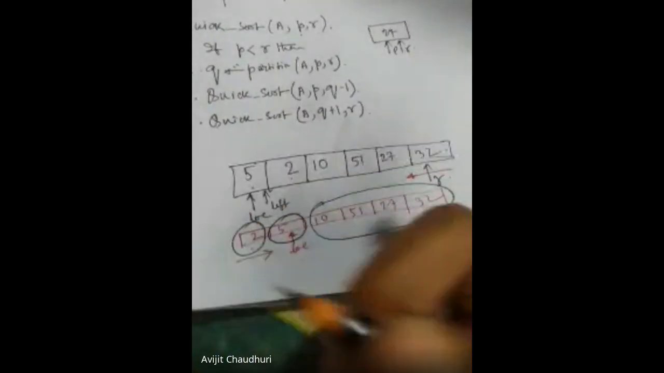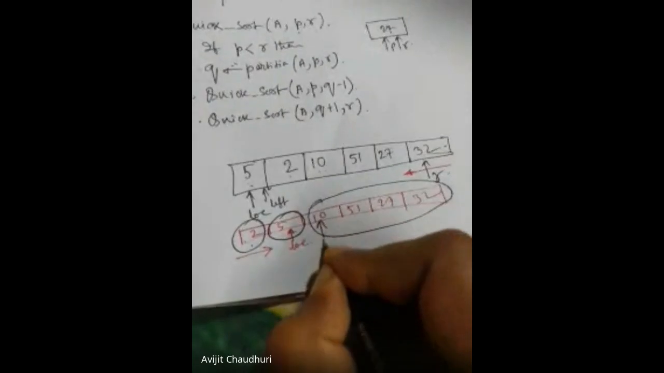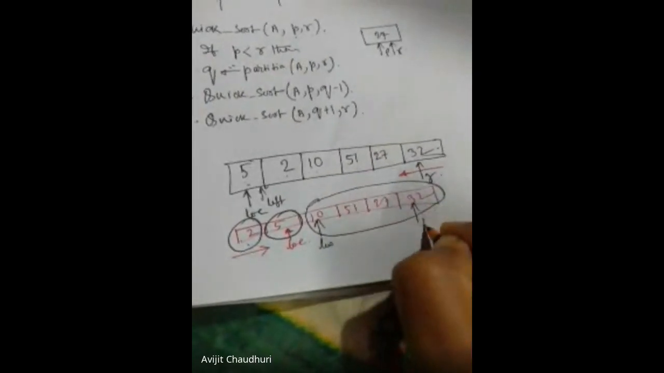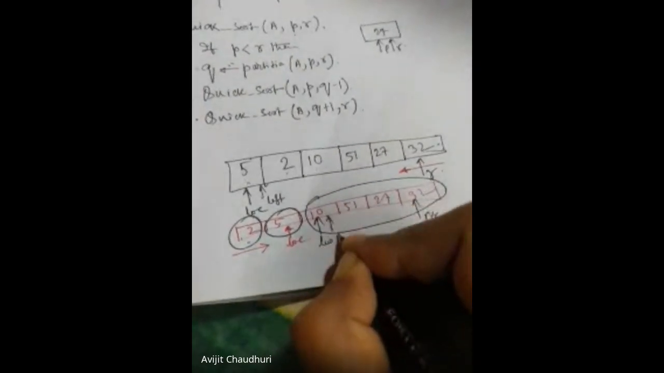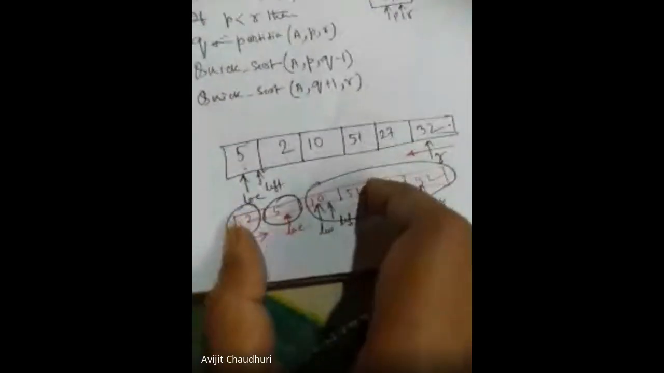Here it's already sorted because it has only one element. Here again we will use this one as the left, this one as the right, and we'll again use divide and conquer. It has been divided into two subarrays.